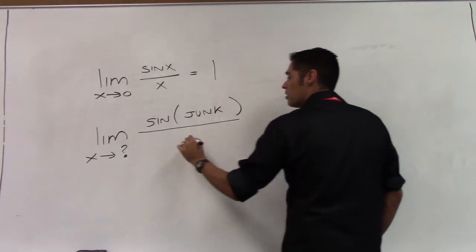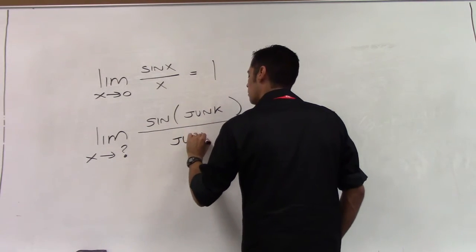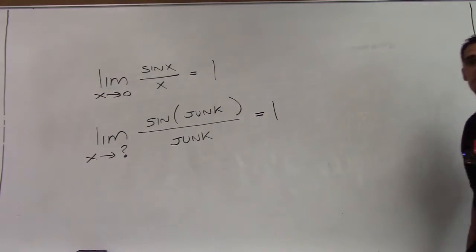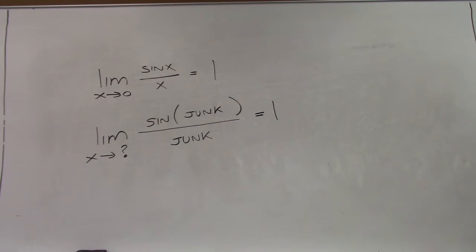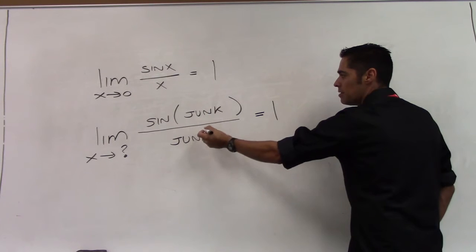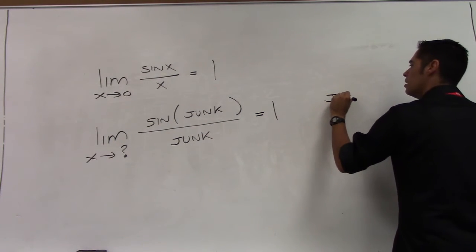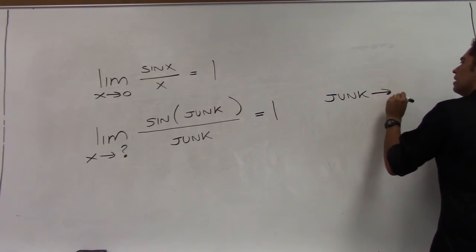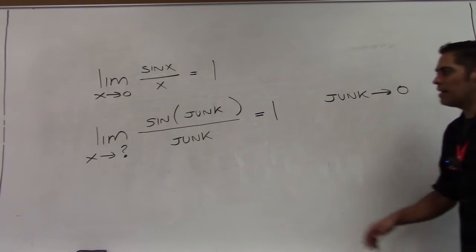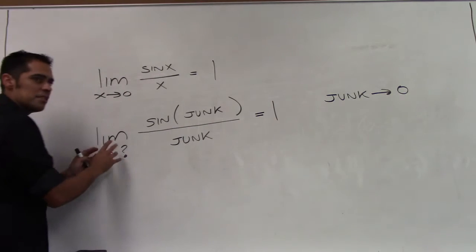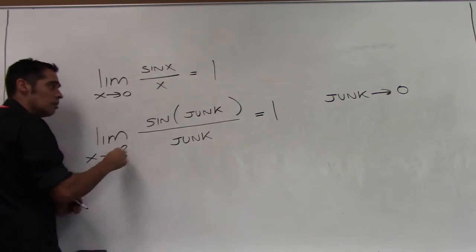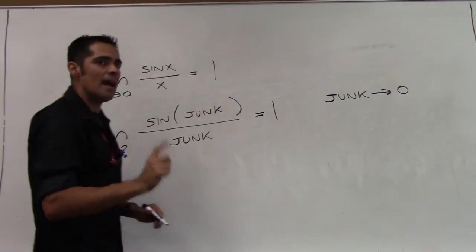And in the denominator, you have the exact same junk. The answer to this will be 1, as long as these junks match exactly, and the junk must be headed to 0. So when I take the limit, these two things match exactly, that goes to 0 and that goes to 0. If that happens, the answer is 1.